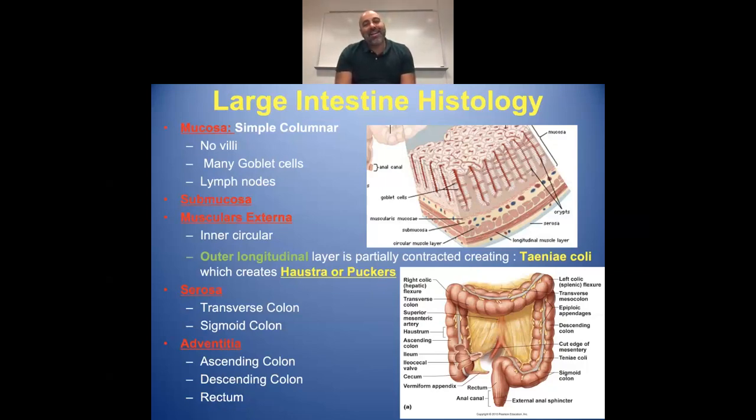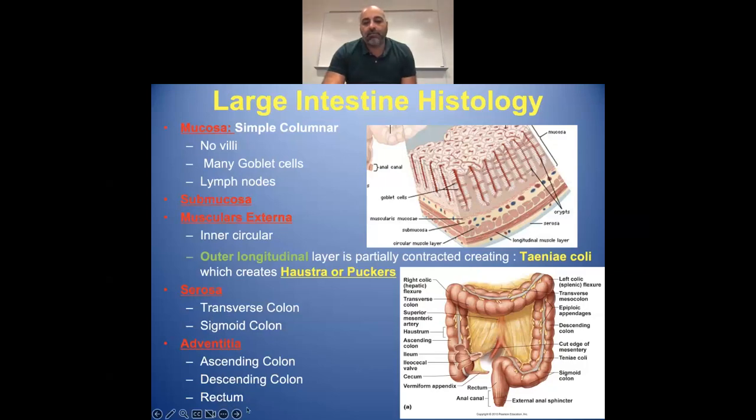When you guys dissect the cat, will you see haustra or puckers in a dead cat? Are your muscles going to be contracted when you're dead? Right? So initially, rigor mortis, but after that, the calcium dissipates and the muscles don't contract anymore. So when you look at the cat, you won't see it. All right.